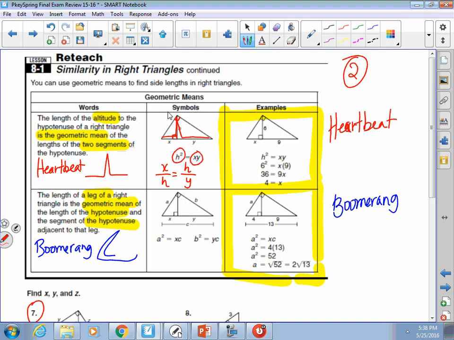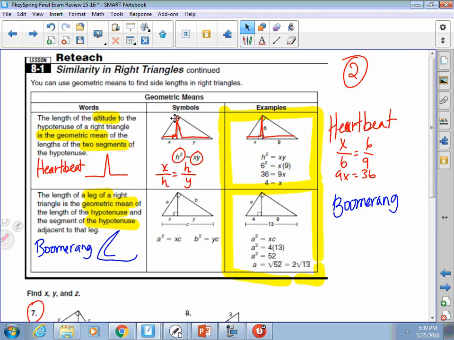So if I was doing this one, this would be x over 6, then back down 6 over 9. And then when I cross multiply, we get 9x equals 36, which is how come x equals 4.